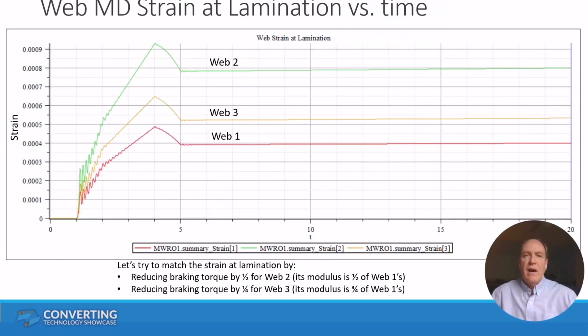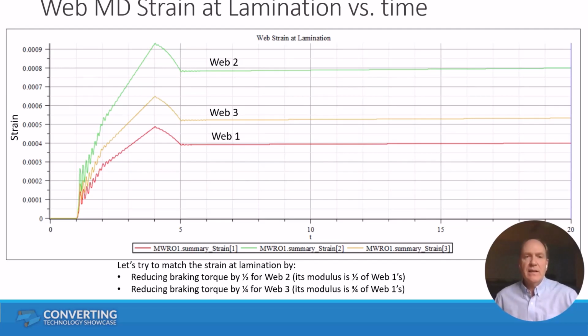So the initial output of this simulation, as a function of time, the strain is plotted for each web. And you see at steady state, actually throughout the simulation, none of the webs have the same strain. Web 2 is the highest, Web 1 is the lowest, and Web 3 is in between. So the goal is to try to get rid of this puckering to deliver the same amount of strain to each web at the point of combining.